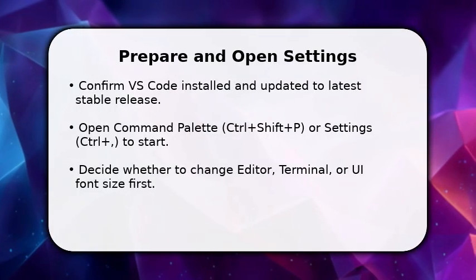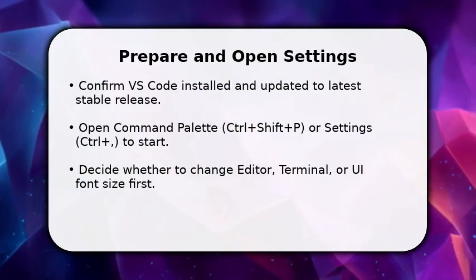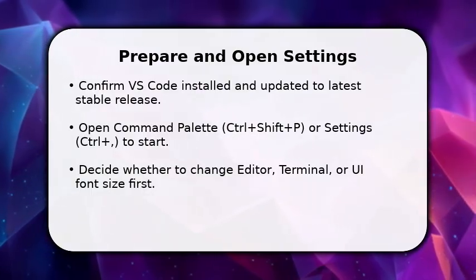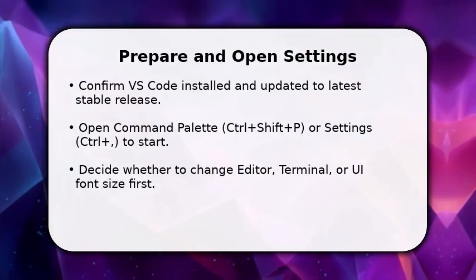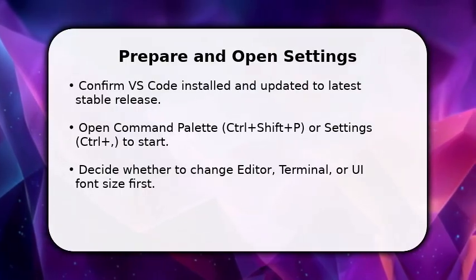You start by opening VS Code and bringing up settings immediately. This gets you into the live configuration flow. Use Ctrl+, for the settings UI or Ctrl+Shift+P and type settings to access JSON.